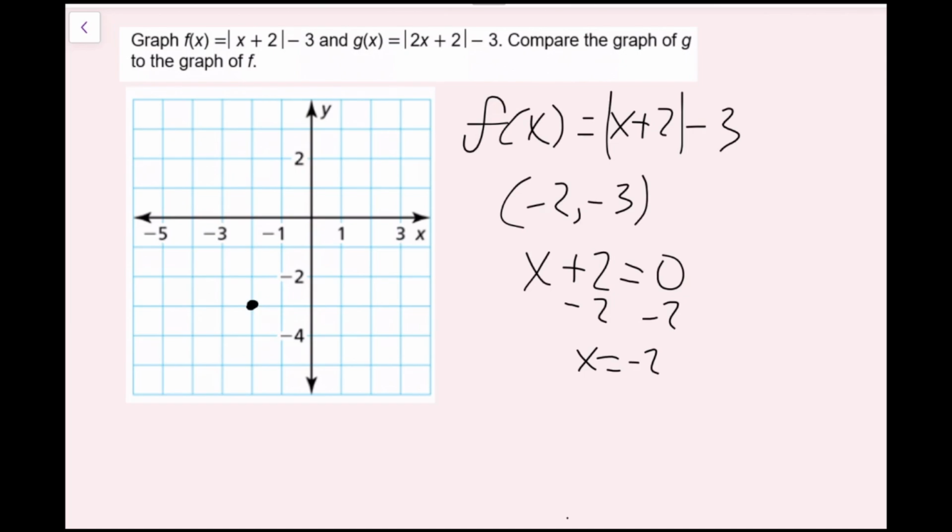Okay, now I want to see which way this is going. Okay, well, first of all, there's no coefficient on my x, either on the inside or the outside. So the slope is going to be either 1 or negative 1. And there's no negative sign reflecting this. So I know it's going to be in a V shape. So to the right of this point, it's going to have a positive slope. And then to the left, it's going to have a negative slope. So I'm just going to plot that really quickly.